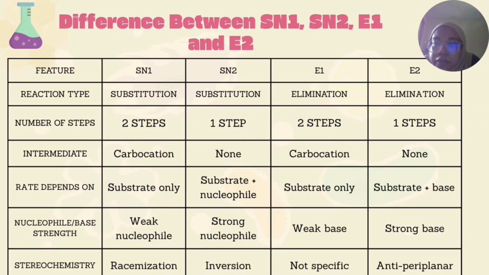Here is the difference between SN1, SN2, E1 and E2. As you can see here, SN1 and SN2 are both substitution reactions, but E1 and E2 are both elimination reactions. The number of steps for SN1 is 2 steps, and E1 is also 2 steps. But for SN2, the number of steps is 1 step, and also for E2, 1 step. As for the nucleophile or base strength, SN1 has a weak nucleophile, while SN2 has a strong nucleophile. E1 has a weak base, and E2 has a strong base.